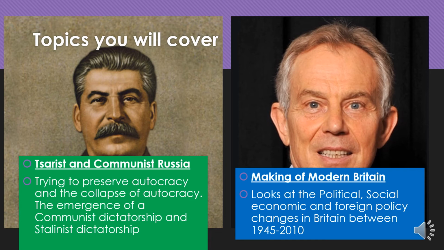So let's look at in a bit more detail the topics you will cover. Obviously for making of modern Britain, we'll be looking at political, social, economic and foreign policy changes in the time from the end of the Second World War right up to 2010. For Tsarist and Communist Russia, we'll be looking at how they tried to preserve autocracy, but also the collapse of autocracy, as well as the emergence of communist dictatorship and Stalin's dictatorship.